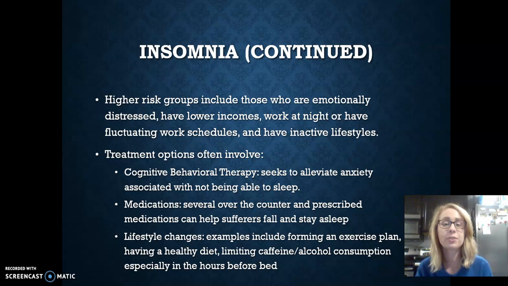Treatment options often involve cognitive behavioral therapy, which seeks to alleviate anxiety associated with not being able to sleep. Medications. Several over-the-counter and prescribed medications can help sufferers fall and stay asleep. Lifestyle changes. Examples include forming an exercise plan, having a healthy diet, limiting caffeine and alcohol consumption, especially in the hours before bed.